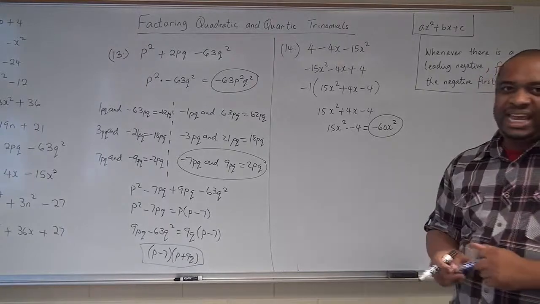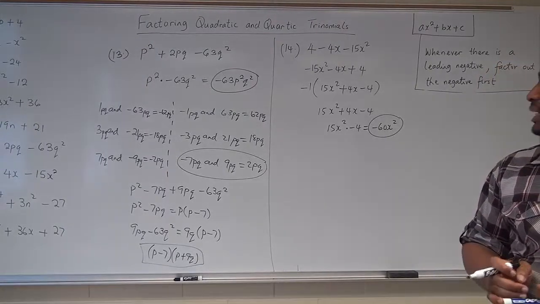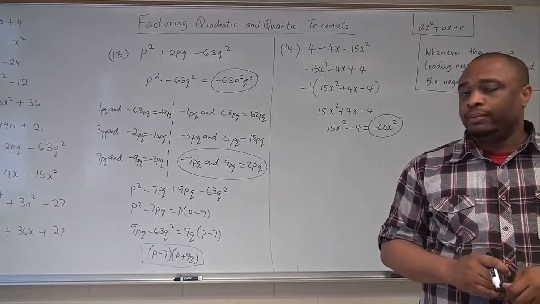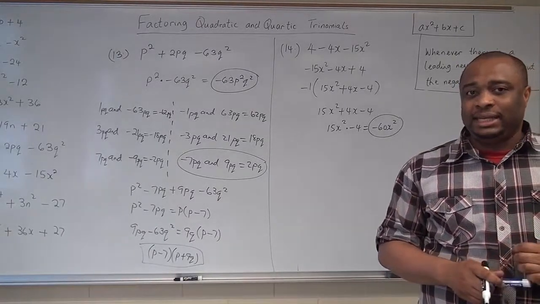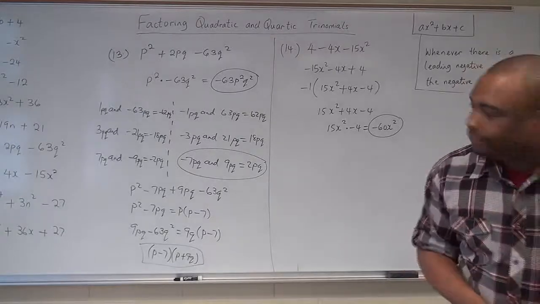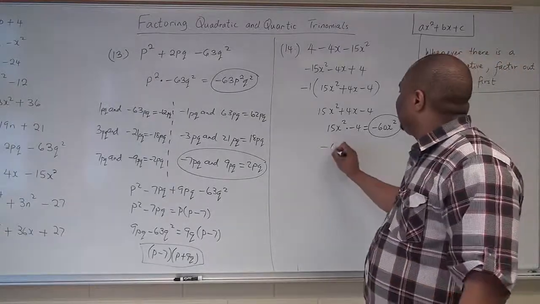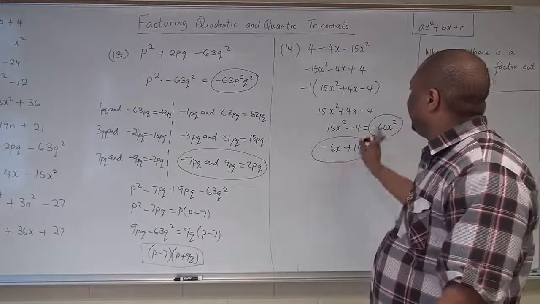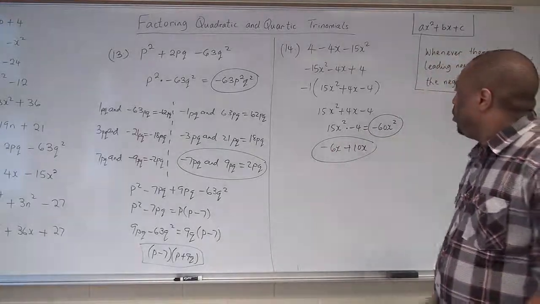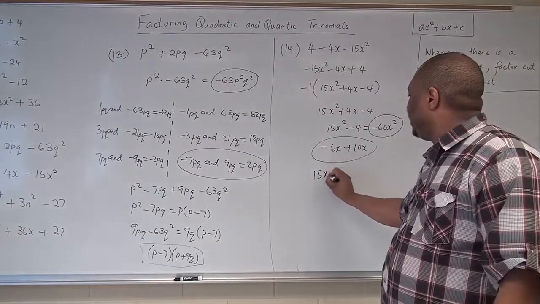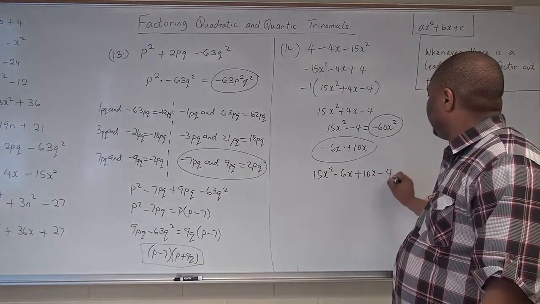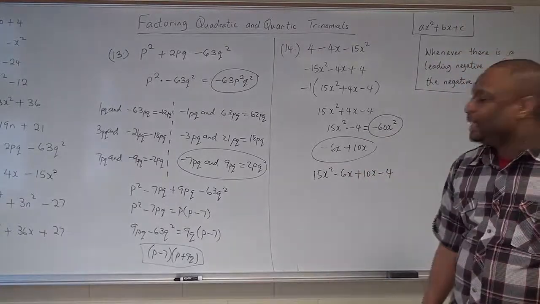6 and negative 10 is negative 4. Will not work. But negative 6 and 10 will work. So this is negative 6x plus 10x. And we can also avoid the leading negative issue. Okay, so this is 15x squared minus 6x plus 10x minus 4. We replace the second term with it.